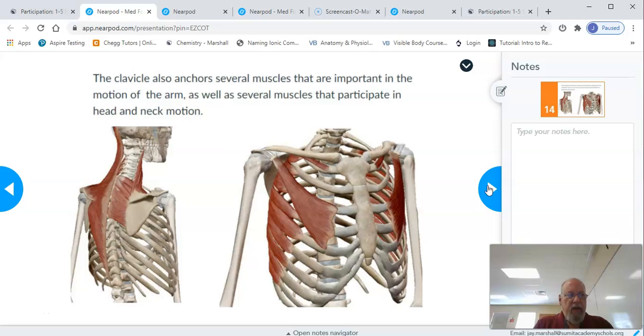Okay. The clavicle also anchors several muscles that are important in the motion of the arm, as well as several muscles that participate in head-neck motion. You can see here, these are muscles of the head and neck. These are also muscles that attach to the scapula and basically hold it in place while the arm can move against it. So it's there for positioning and movement of the upper limb. Let's go to the next slide.